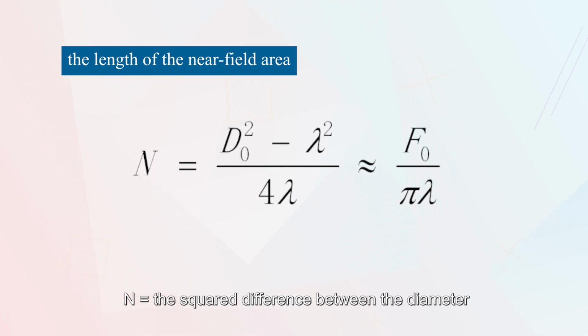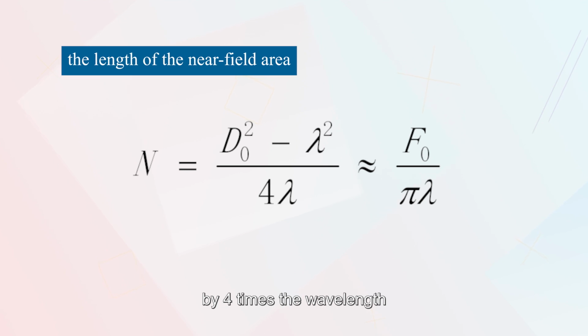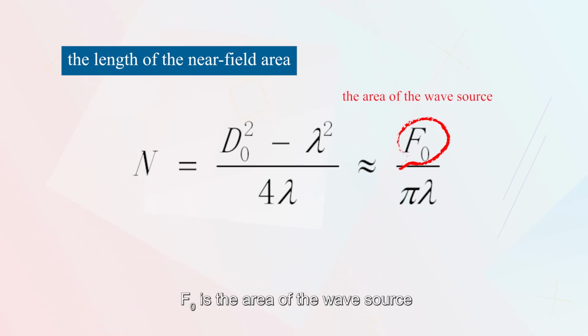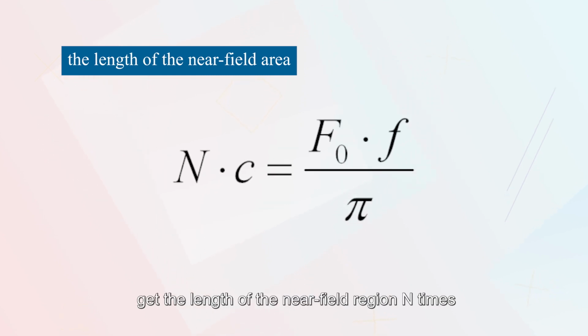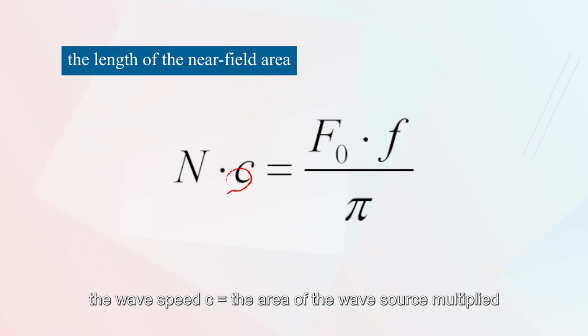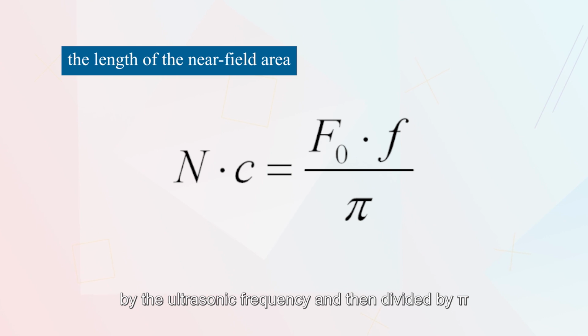is equal to the square of the diameter of the wave source minus the square of the wavelength, divided by 4 times the wavelength, which is approximately equal to F0, the area of the wave source, divided by pi times the wavelength. In the formula, F0 is the area of the wave source. Simply transforming this formula, we get the length of the near field region N times the wave speed c is equal to the area of the wave source multiplied by the ultrasonic frequency and then divided by pi.